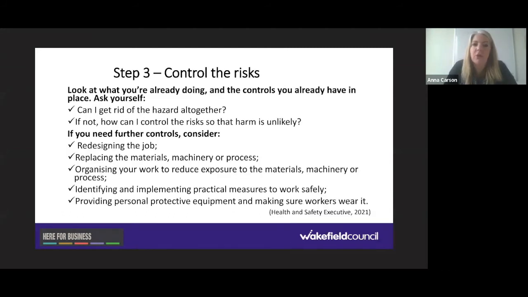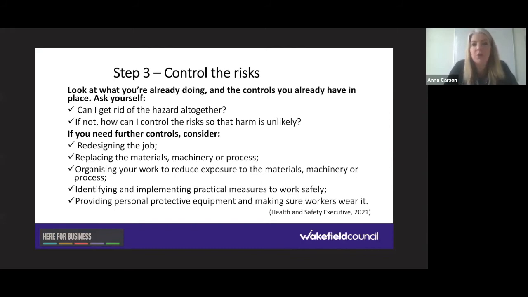So we talked about controlling the risks, and this is the next step. So look at what you're already doing and the controls you already have in place, and then ask yourself, can I get rid of the hazard altogether? And if not, how can I control the risks so that harm is unlikely? Now, if you get rid of the hazard altogether, then you've eliminated the risk as well. You've eliminated the risk, you've eliminated the hazard. There is no chance of any harm, so injury or ill health, to the person that may be affected.